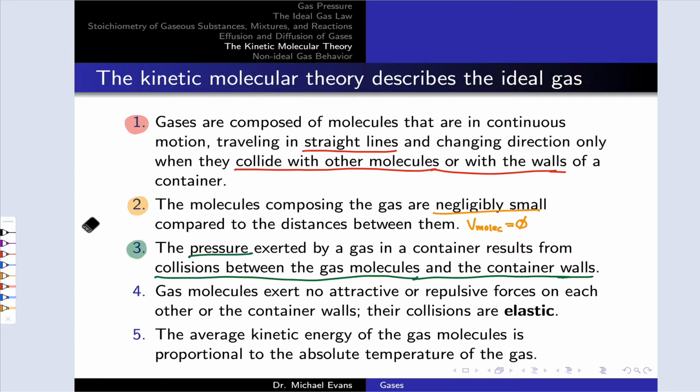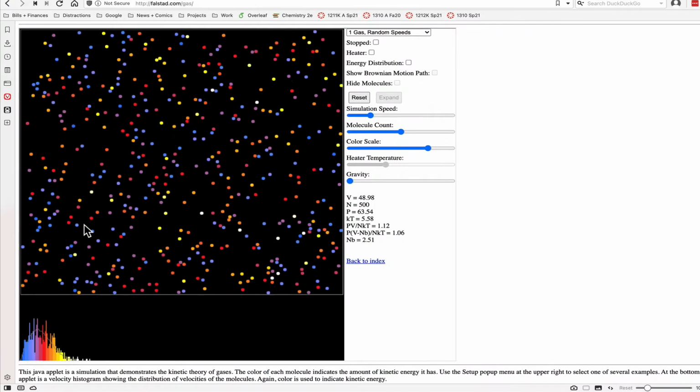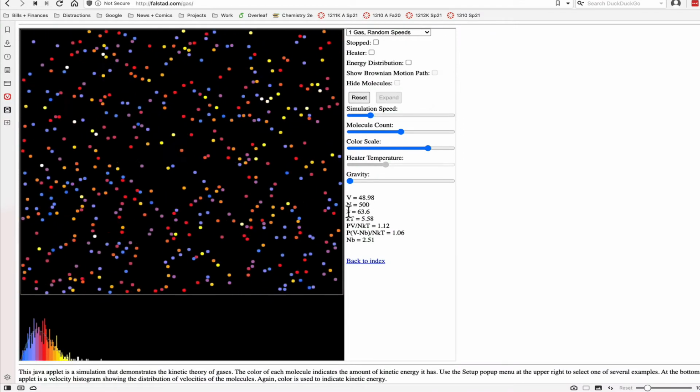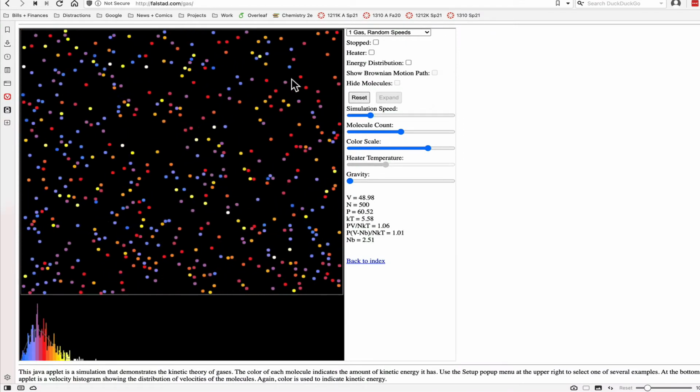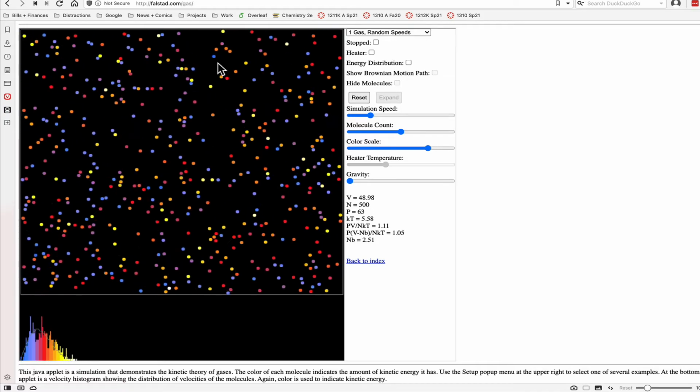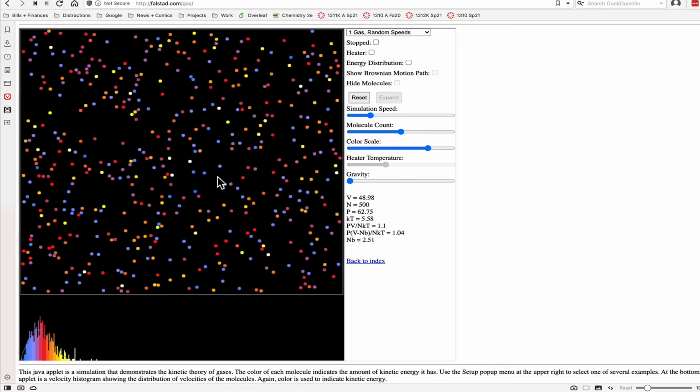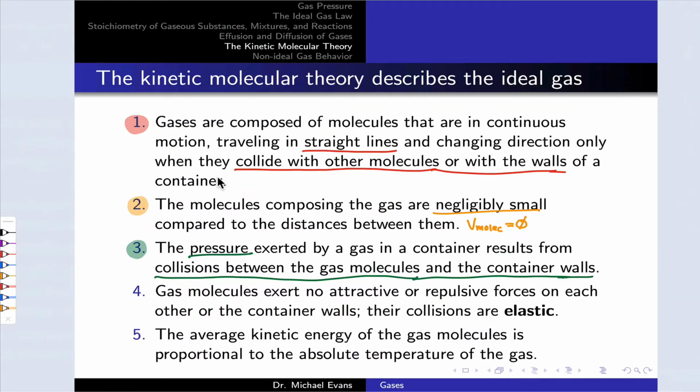The third tenet is that the pressure exerted by a gas results from collisions between the gas molecules and the container walls. So for example, on this simulation, the pressure is calculated using the speeds of particles colliding with the walls and the number of collisions happening in a given amount of time. That's the origin of pressure. Again, intuitive idea, right? When gas molecules collide with the walls of the container, they exert a force. That force over the area of the walls is pressure.